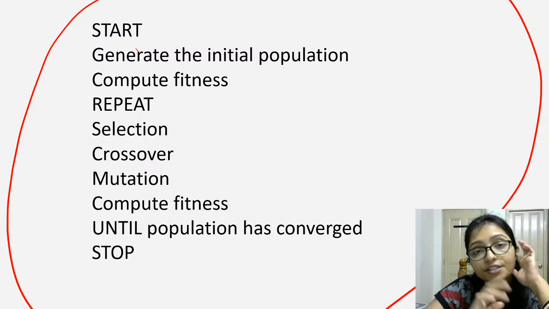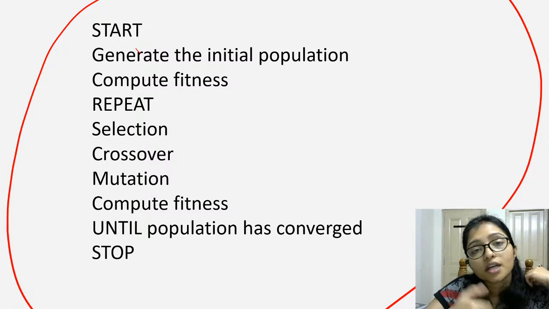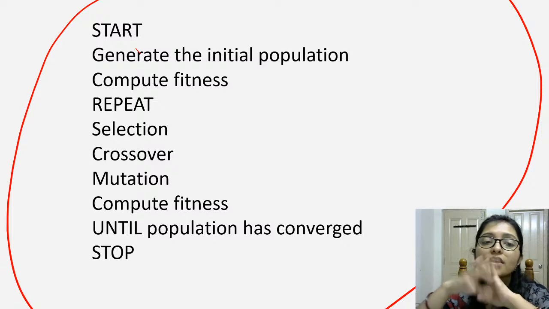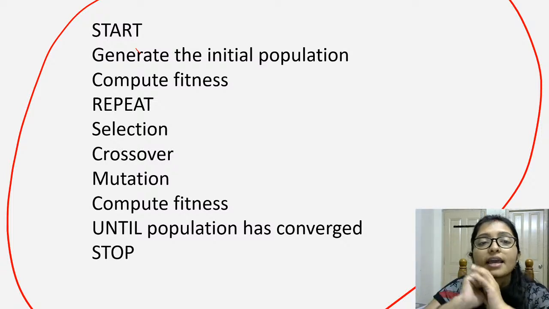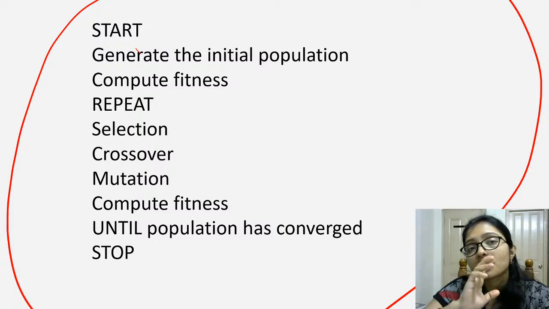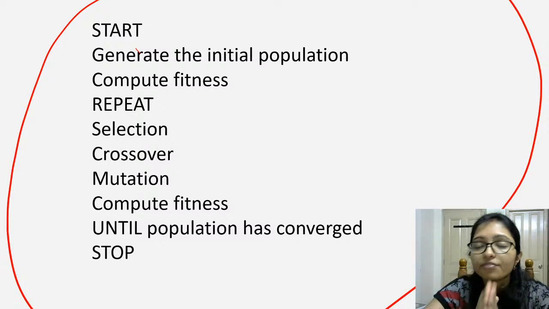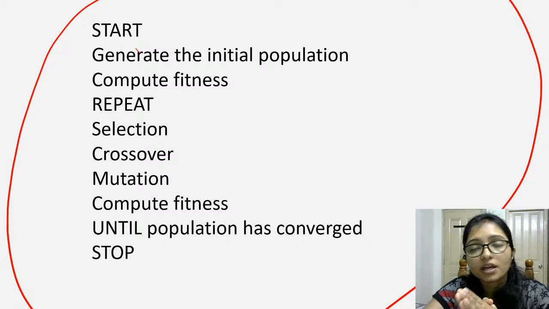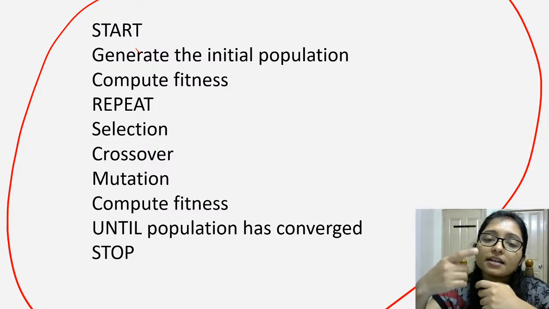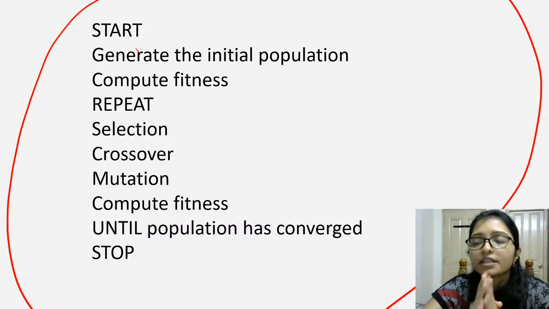Start, then generate the initial population, then compute the fitness, then repeat: selection, then crossover, mutation, again compute the fitness, until the population has converged. Converged means what? That there are no significant changes from the previous generation to the next generation. Until then it continues, until the population has converged. After that, stop. Got it?